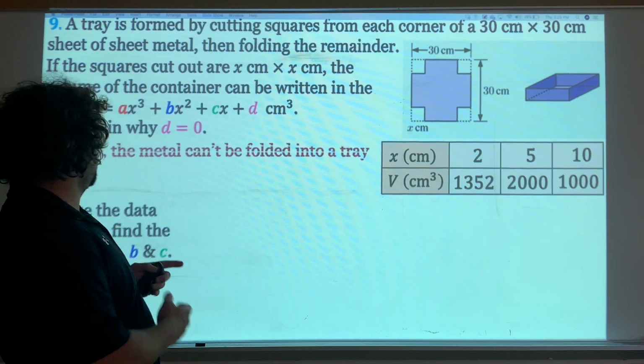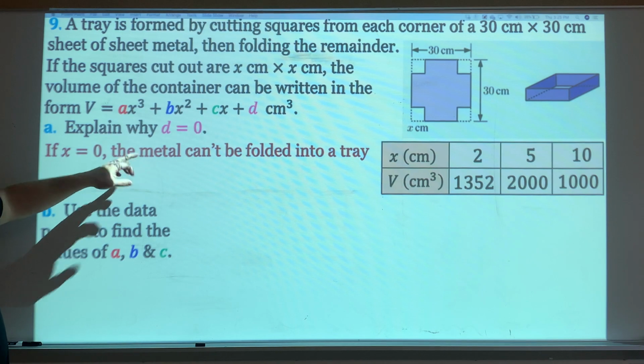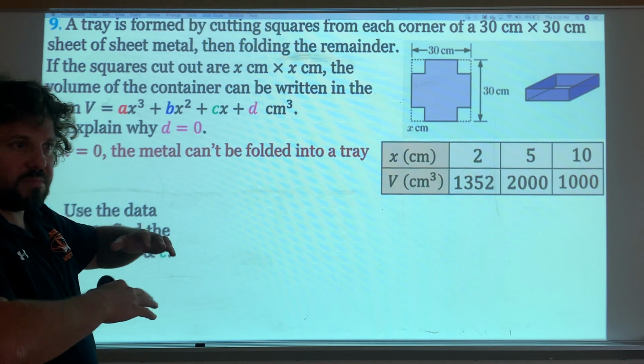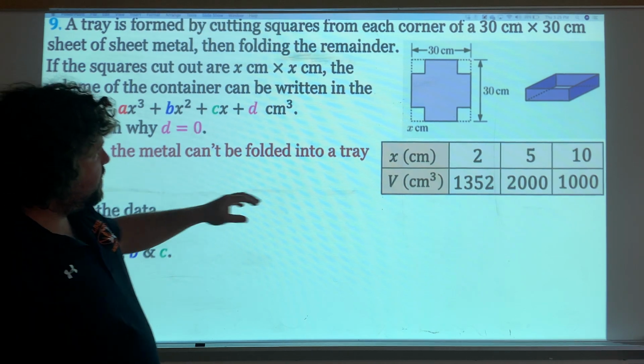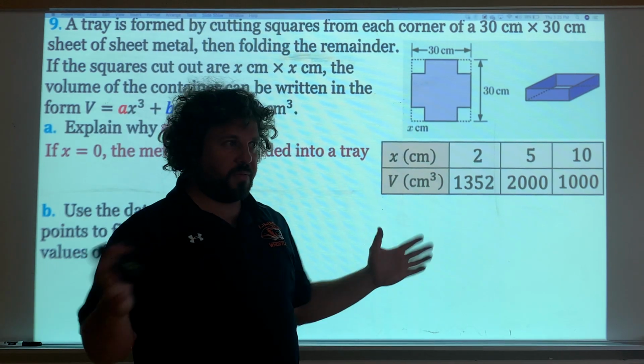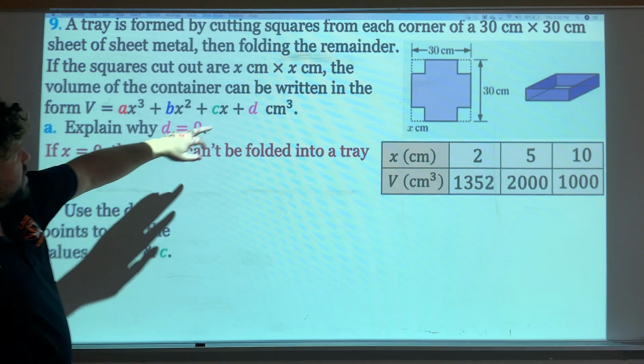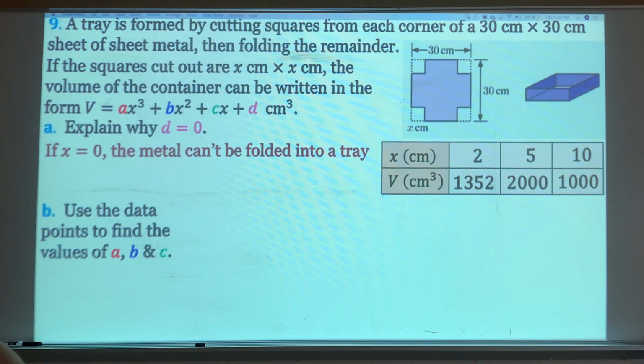Because it's only 3 dimensions, right? If x is 0, the metal can't be folded, right? So therefore d has to be 0. Because if x is 0, you got a square. If you have a square, there's no folding places, so there is no d. So you don't even need d. This is like a trick. So the volume is 0, therefore there's no y-intercept.